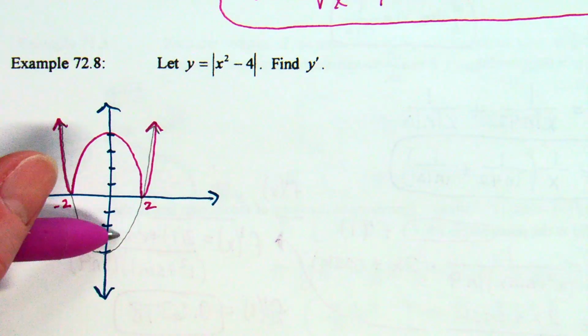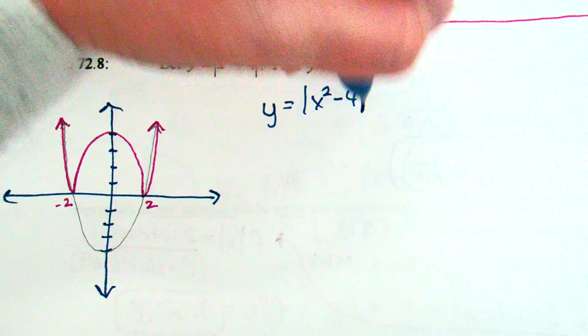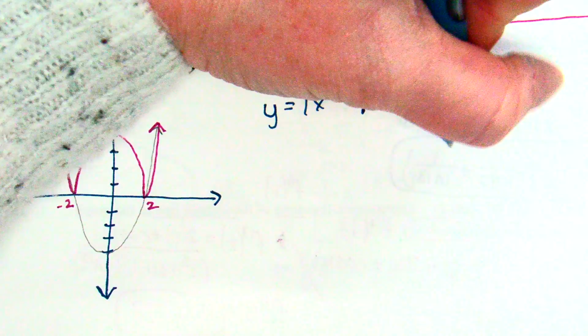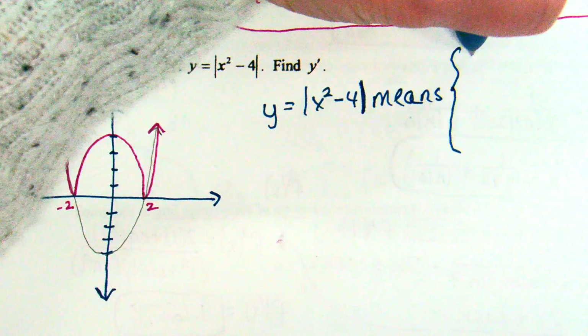Okay, so first of all, we're going to write out what y equals the absolute value of x squared minus 4. What does that mean? What do we know about over here, if I just start with less than negative 2? Did that change any? This piece to the left of 2, it didn't change any, right? So this is still y equals x squared minus 4, if x is less than negative 2.